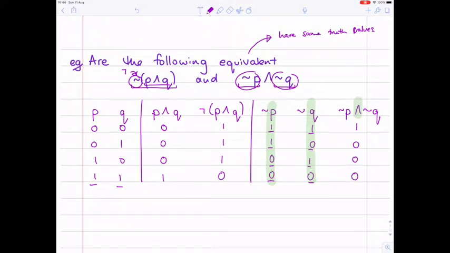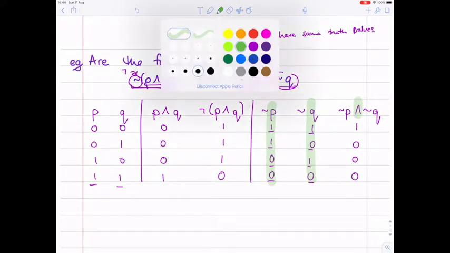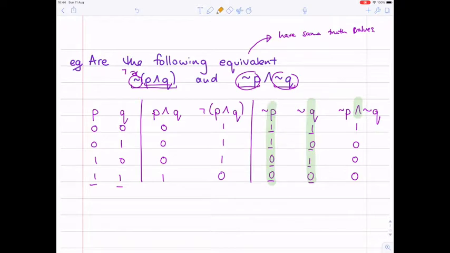So finally we can answer the question, which was asking us, is this statement equivalent to this statement? And as you can see, since they have quite different truth values depending on P and Q, we can conclude that they are not, in fact, equivalent.